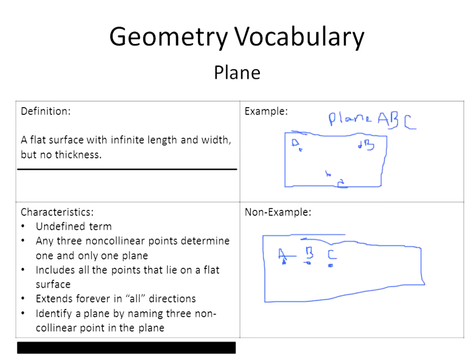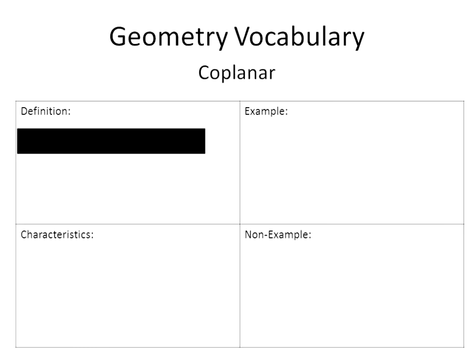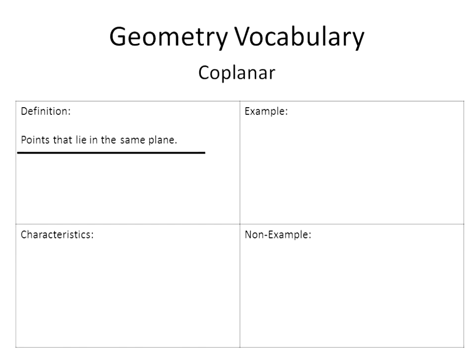Anybody who needs to finish that up, you guys okay with that? All right. What do you think coplanar would be? Is it coplanar? There are points that lie in the same plane. Now I'll let you fill in the examples, non-examples, and so on. I think you can figure that out based on the definition, right?